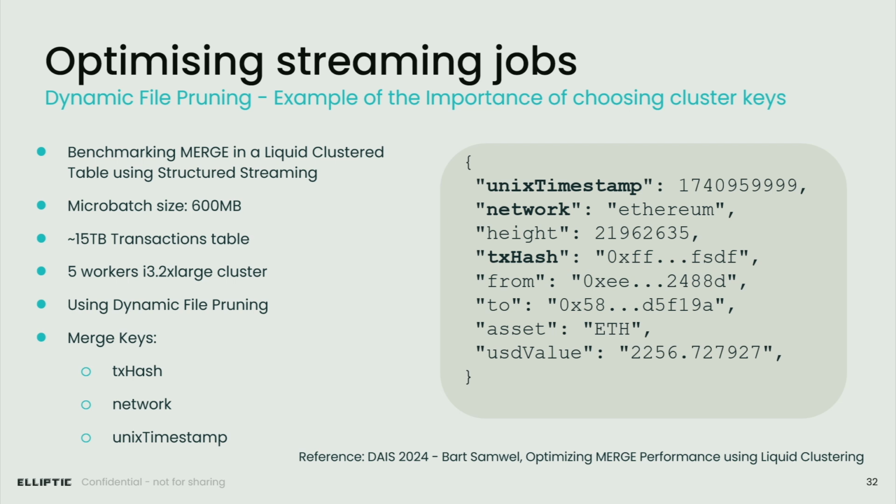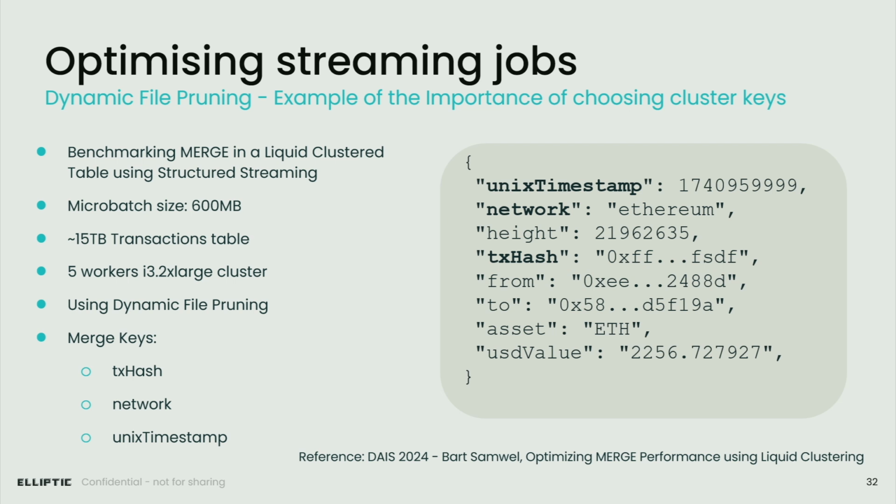This transactions table is going to be around 15 terabytes of data. We want to test how we can improve merging this micro batching from structured streaming into this 15 terabyte transactions table. The transactions table is a liquid cluster table. We are using a cluster with 5 workers, i3.2xlarge. As Matthew said, we're going to try to use dynamic file pruning, so every cluster key that we have has to be passed on the merge key.